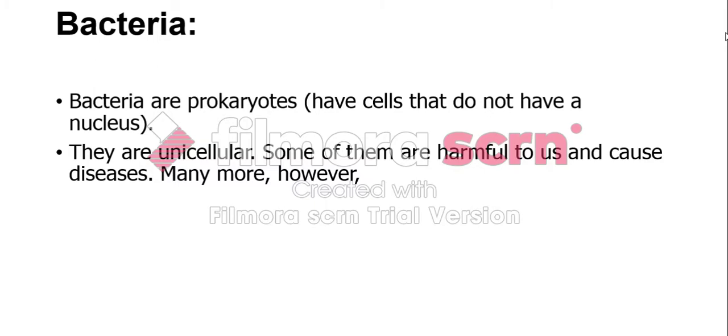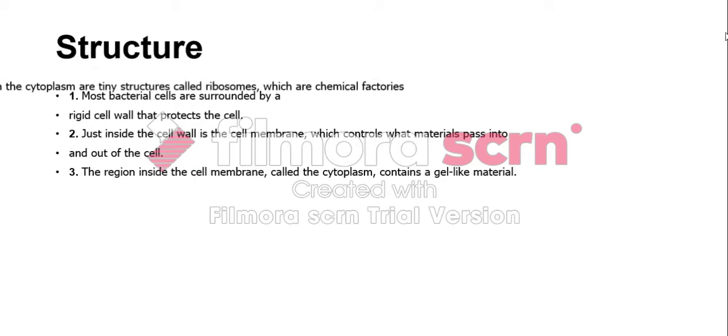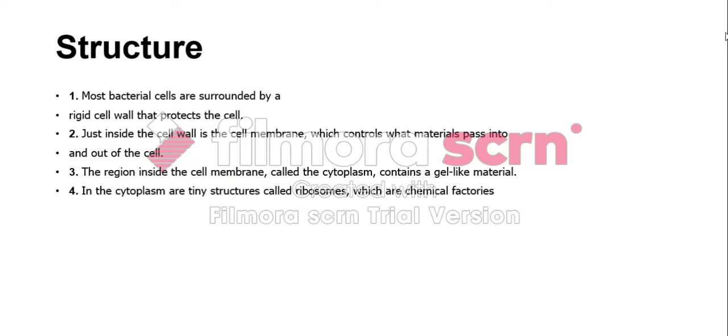They are unicellular. Some of them are harmful to us and cause diseases. Many more, however, are helpful. Structure: 1. Most bacterial cells are surrounded by a rigid cell wall that protects the cell. 2. Just inside the cell wall is the cell membrane, which controls what materials pass into and out of the cell. 3. The region inside the cell membrane, called the cytoplasm, contains a gel-like material.